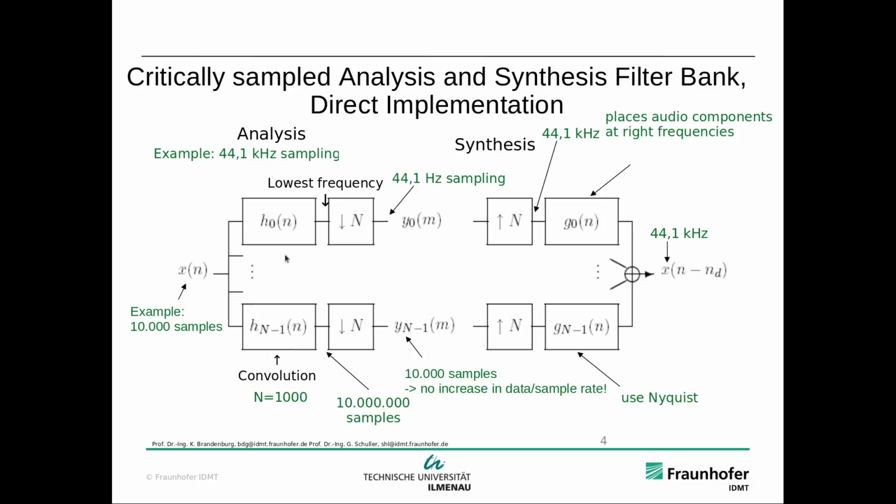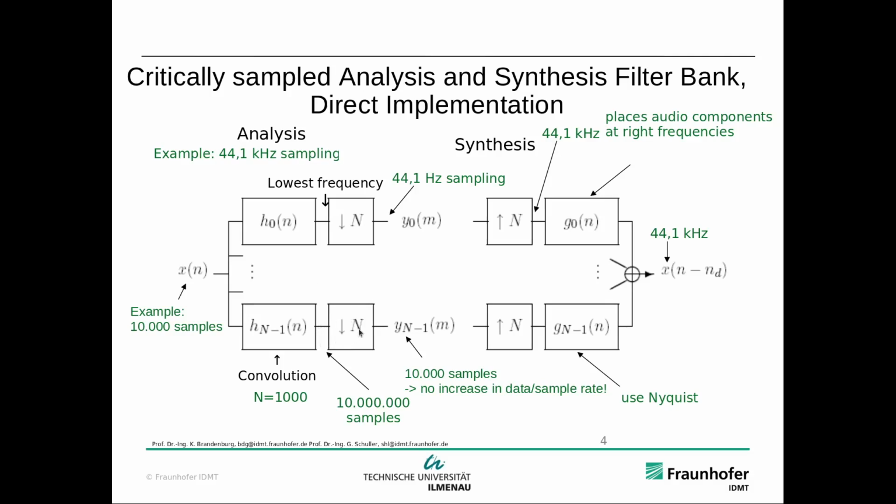Then we apply filters, in this case 1000 filters. So capital N equals 1000. And that's actually a realistic number. Most often we have 1024 because that's an exponent of 2, so it's more efficient to implement it. So then at that point, after those 1000 filters, we have 1000 times as many samples as the input. So we would have 10 million samples here at this point, which is counterproductive if we want to do compression.